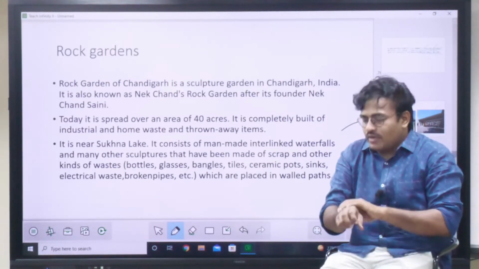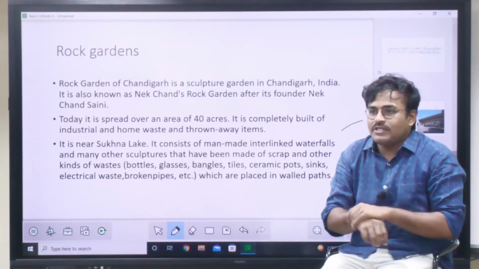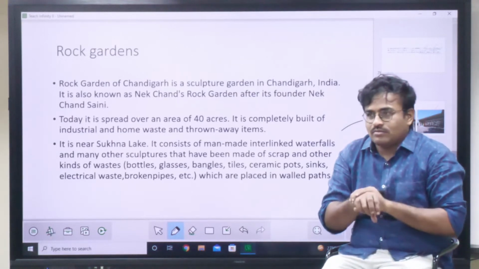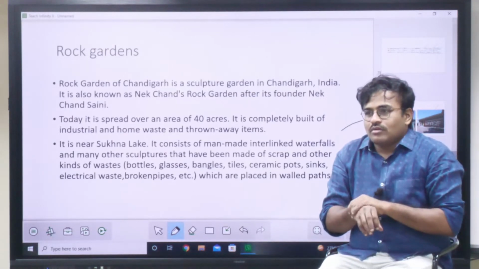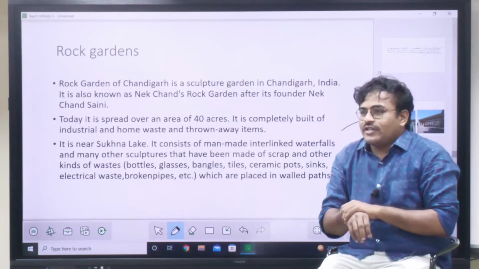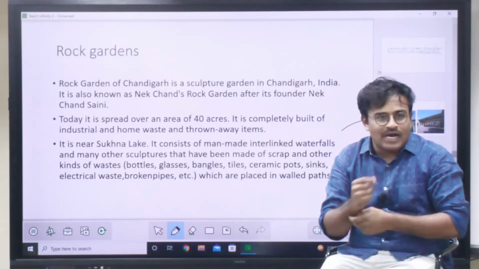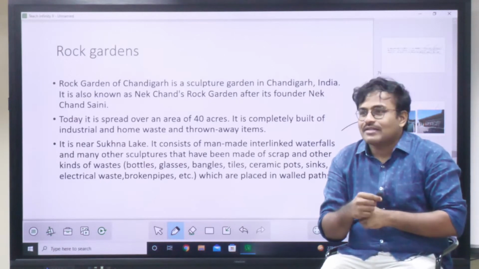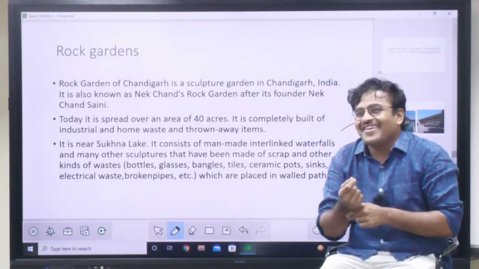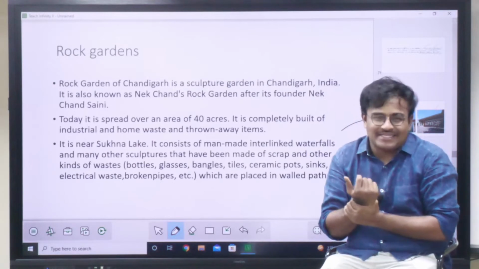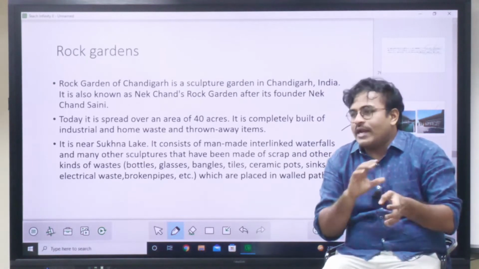In the other arm, she is wearing one amulet. What is the meaning of amulet? An amulet is something which tries to ward off evil forces. Most of you have amulets around your arms, right? Bhagwan ka raksha. So that is what is known as an amulet. One arm amulet, one arm bangles.